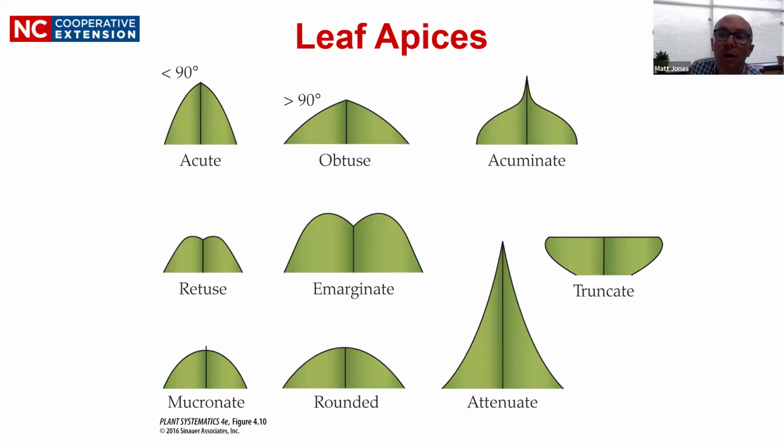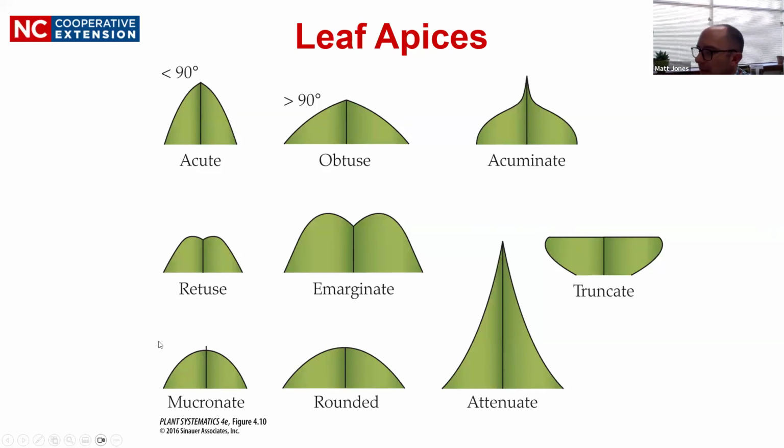Oh, wait, but there's more. There's even terms to describe the tips and bases of leaves. Some of these terms are probably self-explanatory if you remember 9th grade geometry. Acute means something that's less than 90 degrees. Obtuse, more than 90 degrees. There can be other simple ones like rounded, so it's simply semicircular at the tip. Truncate means it's kind of cut off.